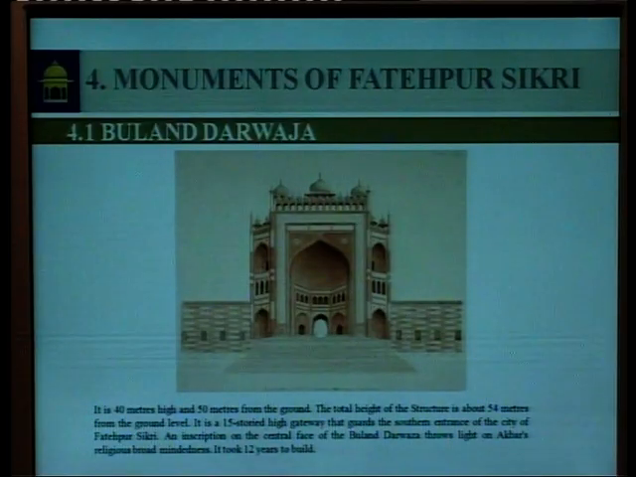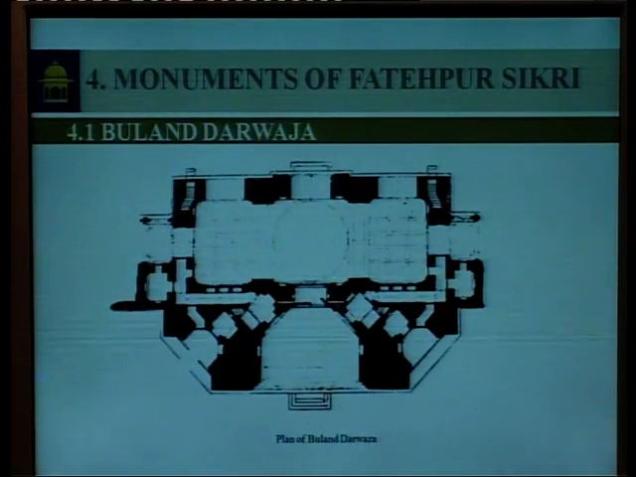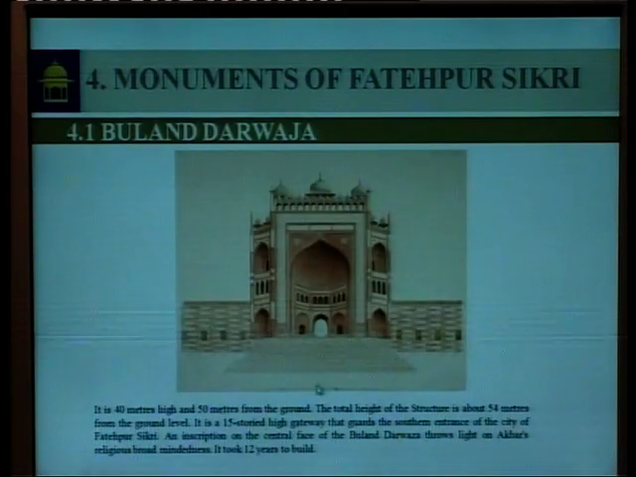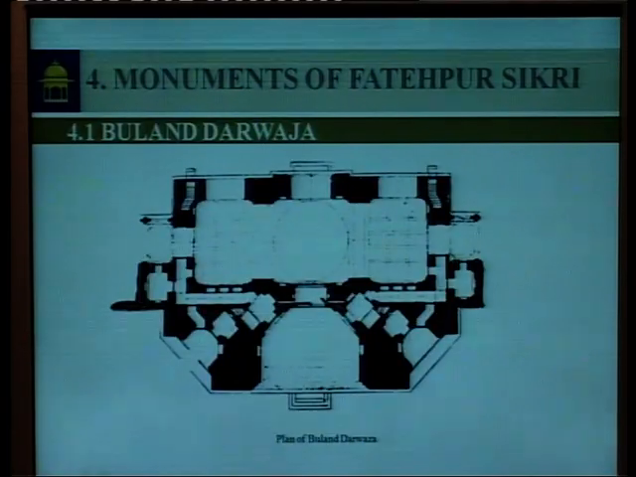The total height of the structure is 54 meters from the ground level. It is a 15-storied high gateway that guards the southern entrance of the city of Fatehpur Sikri. It took 12 years to build. So this is the plan of the Buland Darwaza. The part which you see over here, and then it is a chamfered kind of thing. There you have it. So this is the entrance gateway.